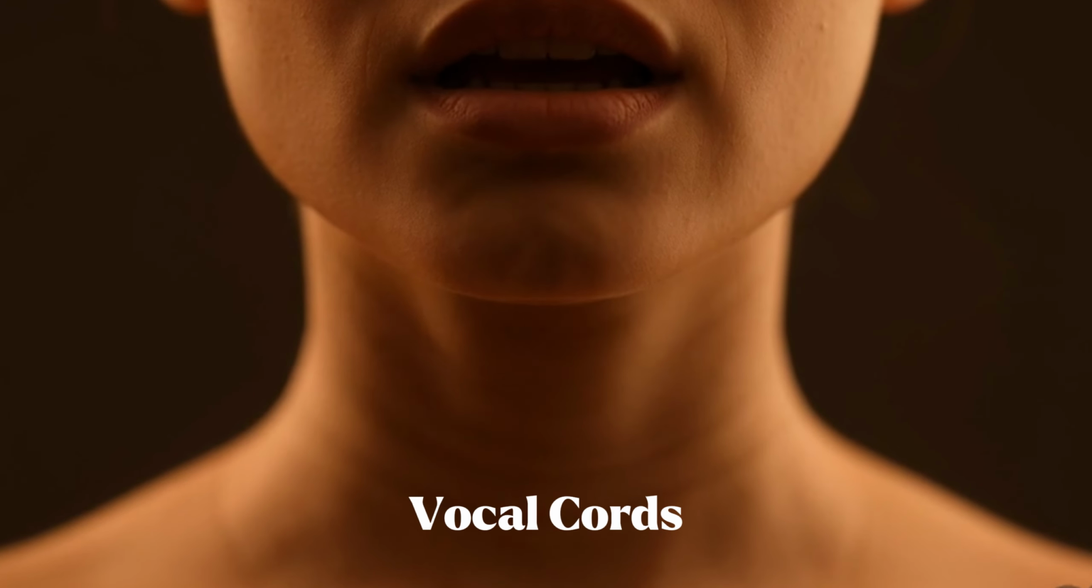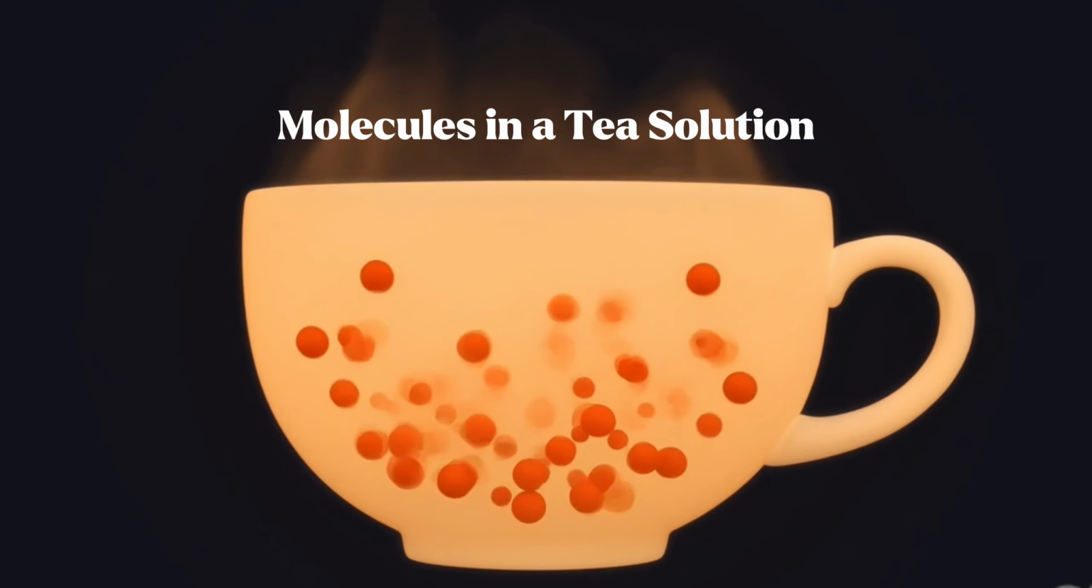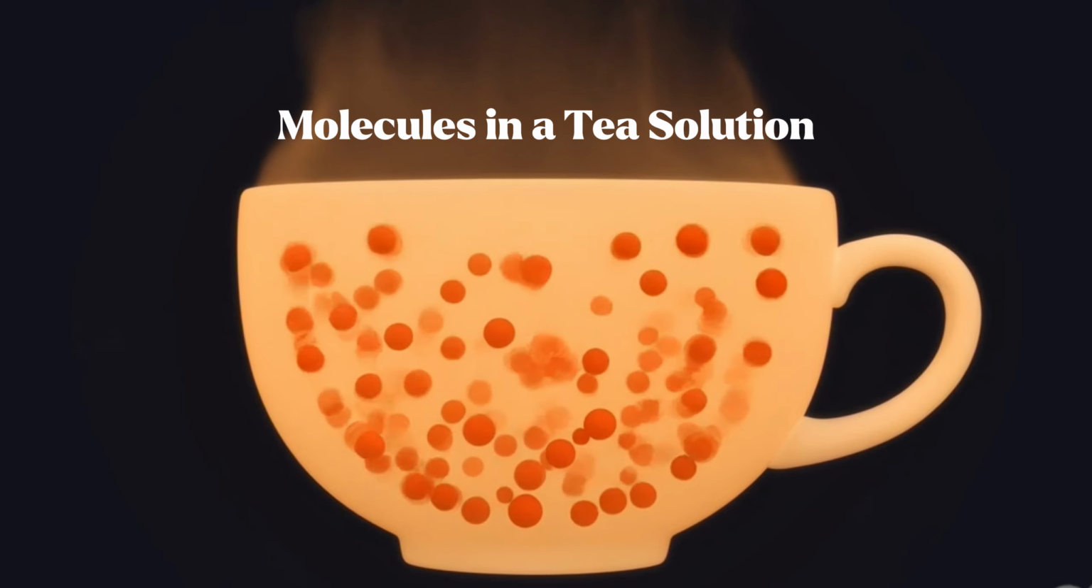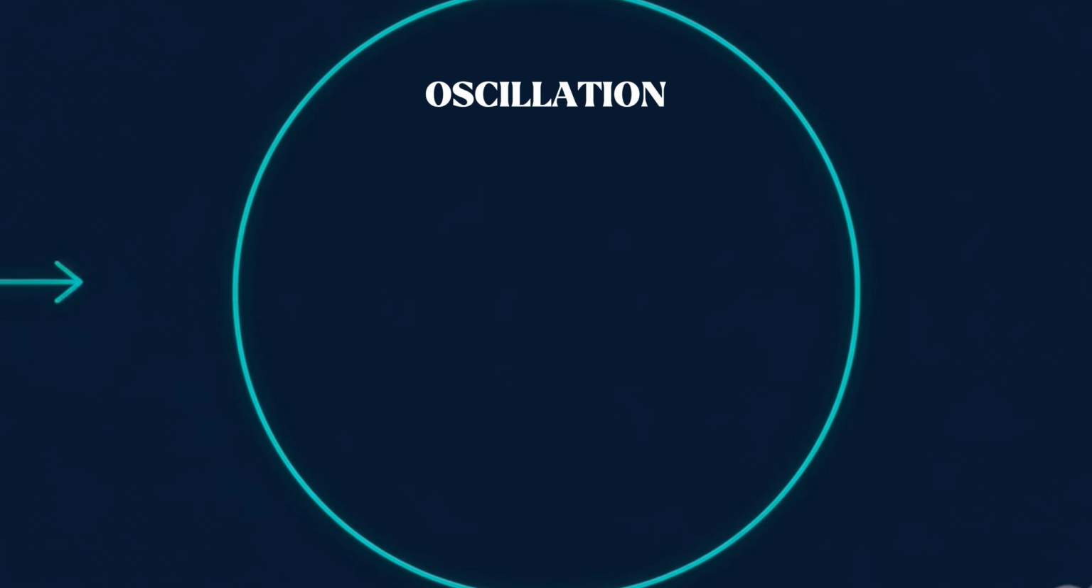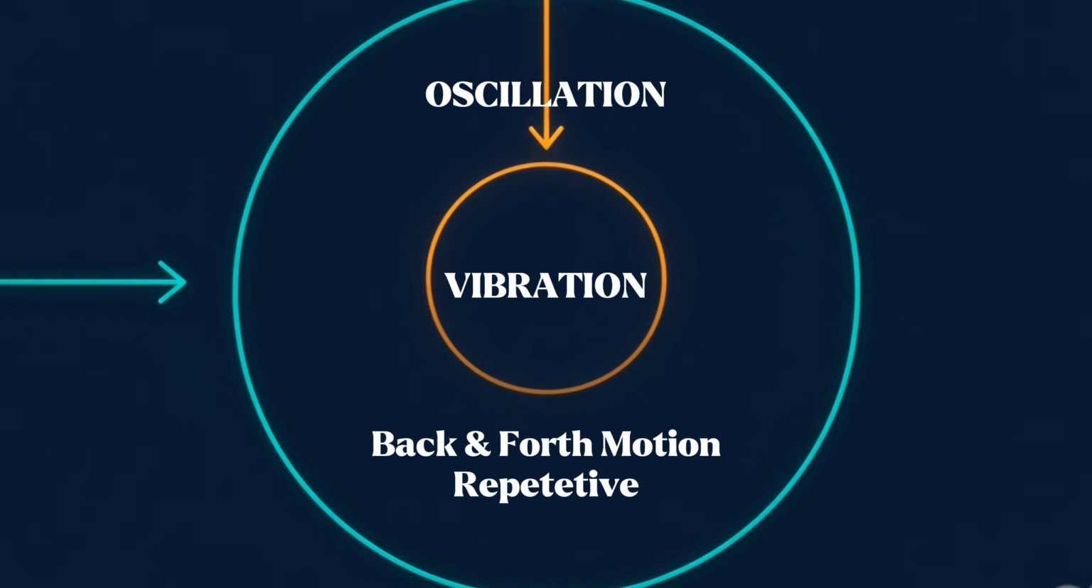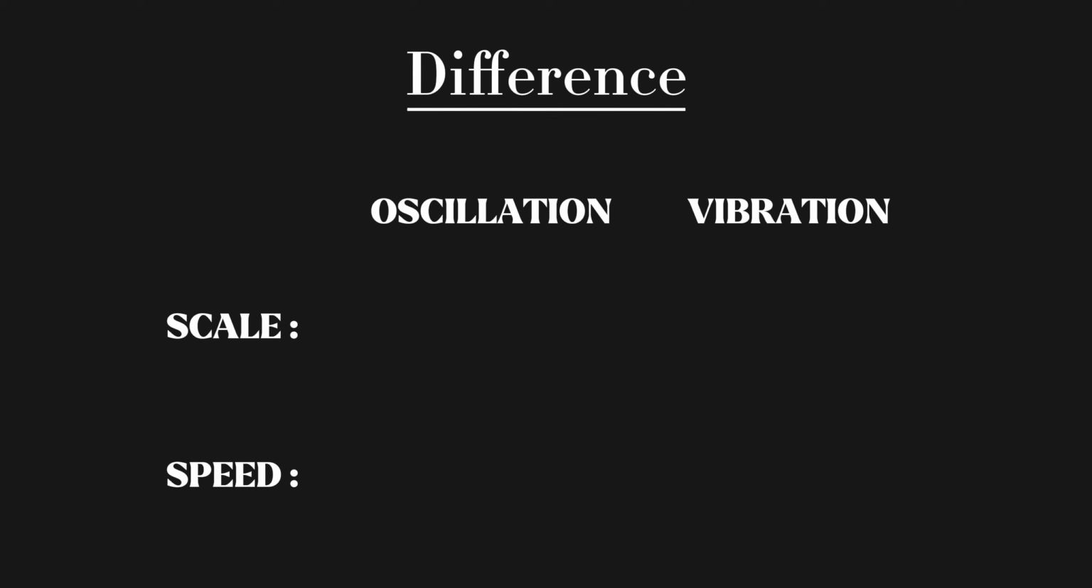The vocal cords in your throat as you talk, the molecules in a hot cup of tea, all vibrating like crazy. Small, fast, often invisible. And here's the twist. Vibration is actually a type of oscillation. Both are repetitive, back and forth motion. So what's the difference? The difference lies in their scale and speed.